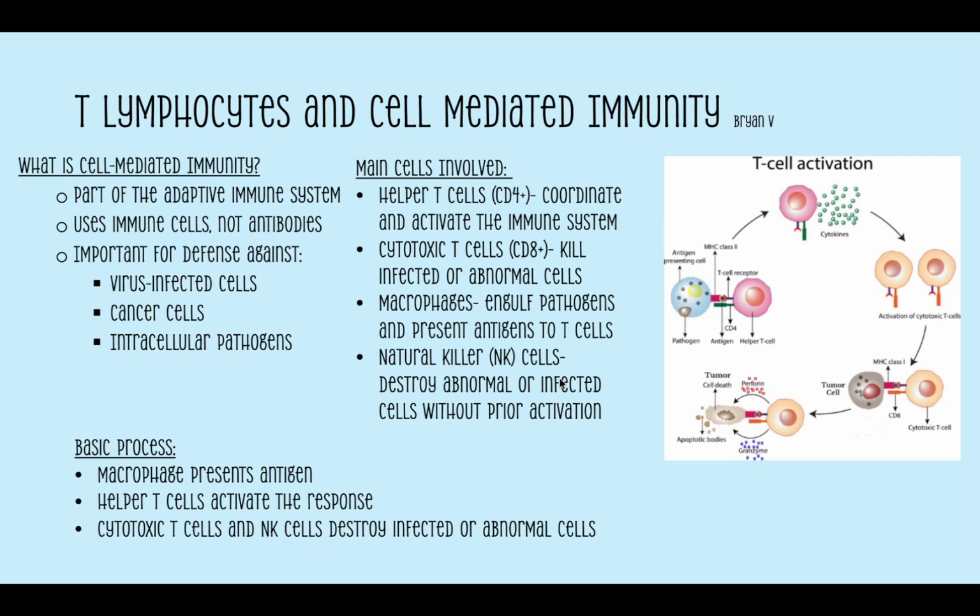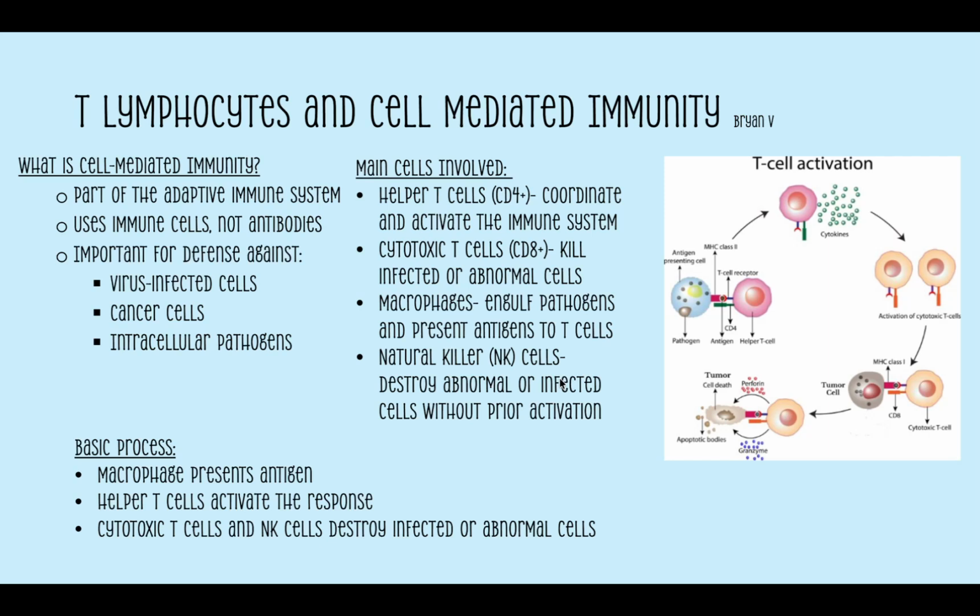The process usually starts with a macrophage or another antigen-presenting cell that has engulfed a pathogen. This cell breaks the pathogen down and displays a piece of it, called an antigen, on its surface. A helper T cell recognizes this antigen and becomes activated. Once activated, the helper T cell releases cytokines, which are chemical signals that stimulate other immune cells. These cytokines activate cytotoxic T cells and help increase the overall immune response.